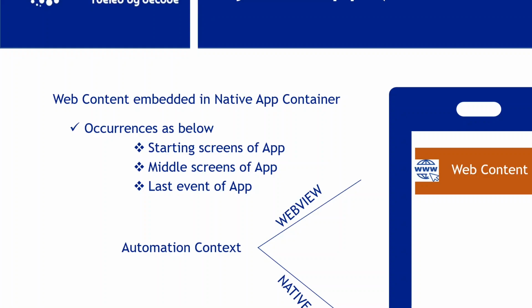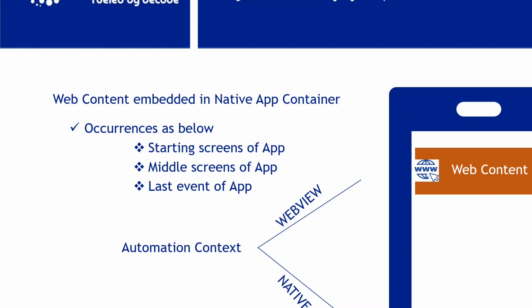The second way is the middle screens of the app. That means in a business flow, suppose we have one end-to-end transaction, and one of the screens demands web controls, where you need to perform certain business operations. The architecture might have designed that during this business flow, one screen demands the web controls. That is one way of occurrence that we see.